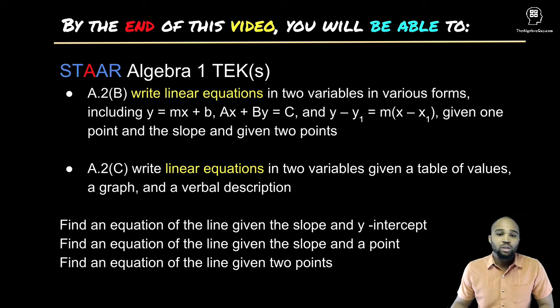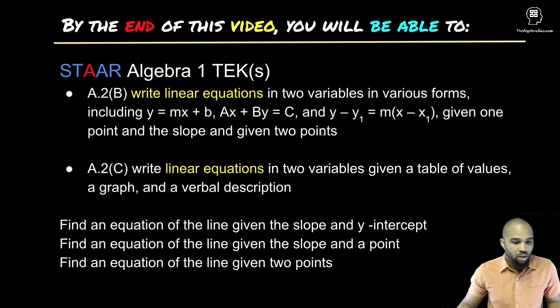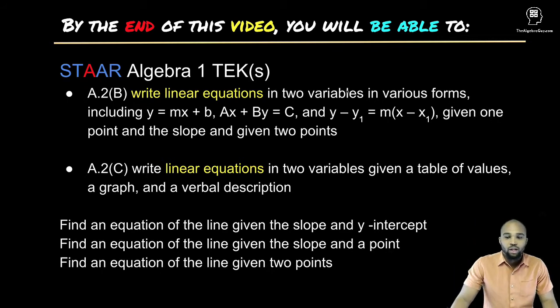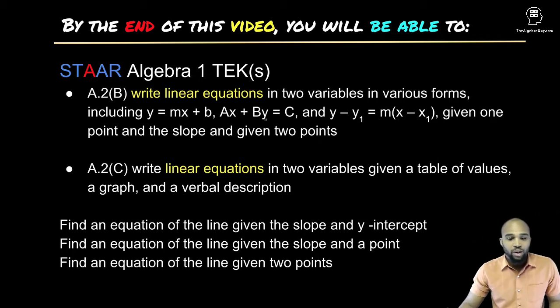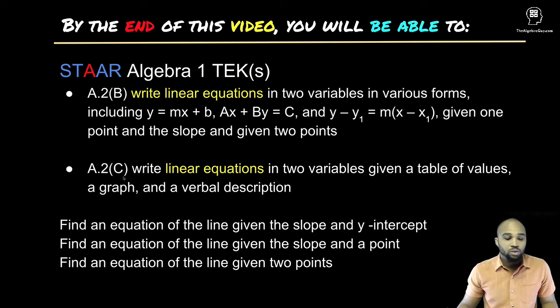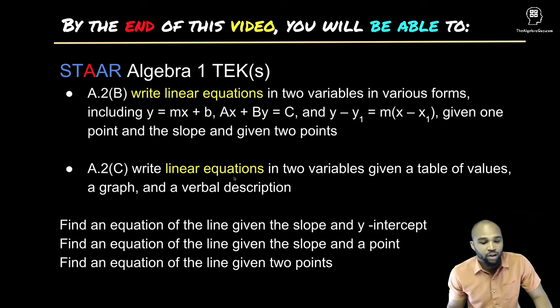What are the techniques that we want to discuss today? The techniques we're looking at are 2B: write linear equations in various forms, including slope-intercept, standard, and point-slope form, given one point and slope, and given two points. So that's quite a bit there. But we're also going to cover 2C because they're so similar: write linear equations given two variables, given a table of values, a graph, and variable descriptions.